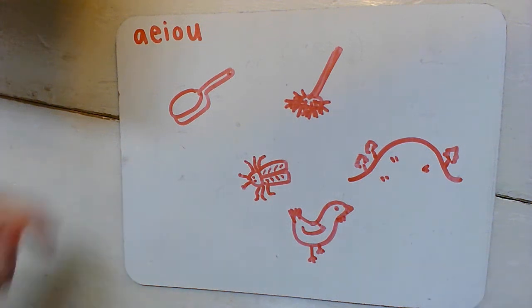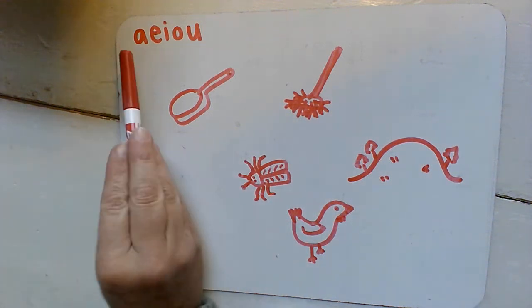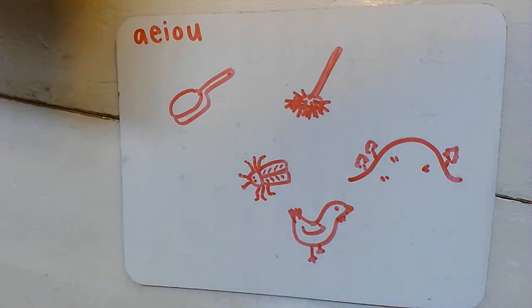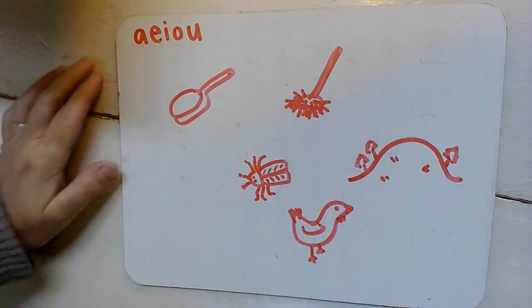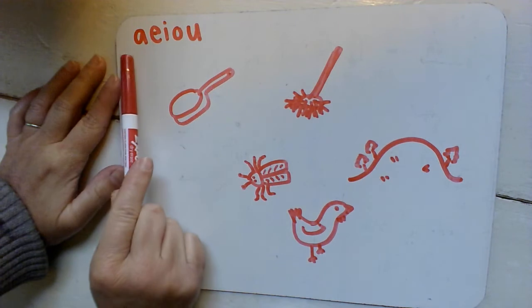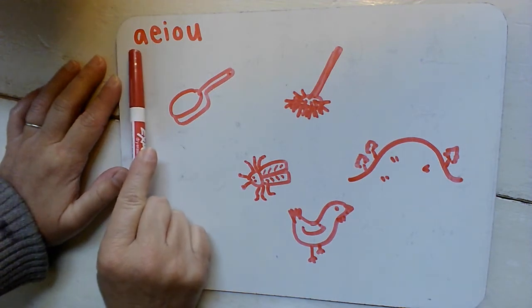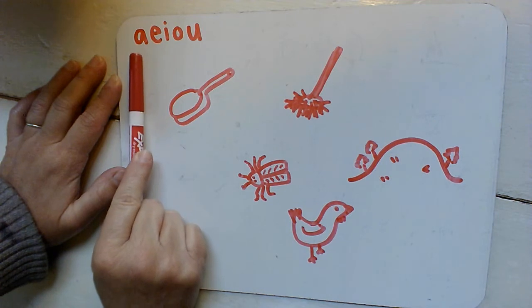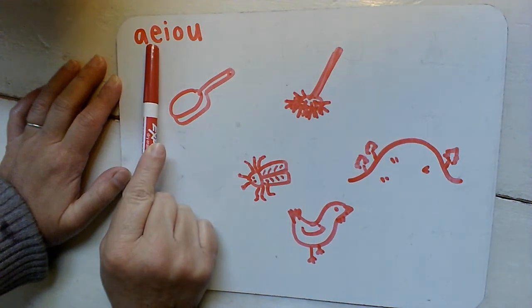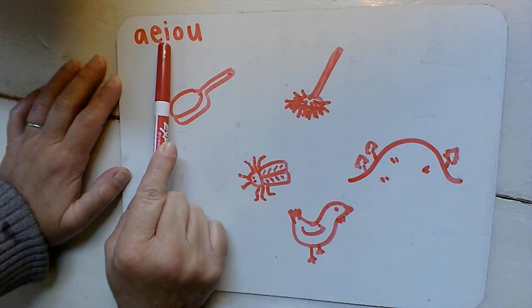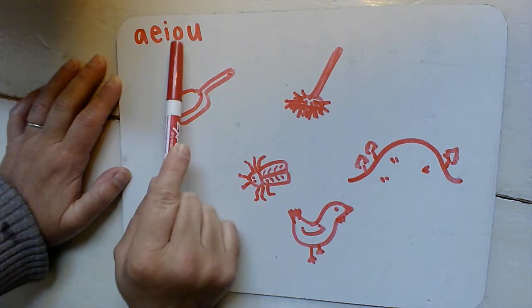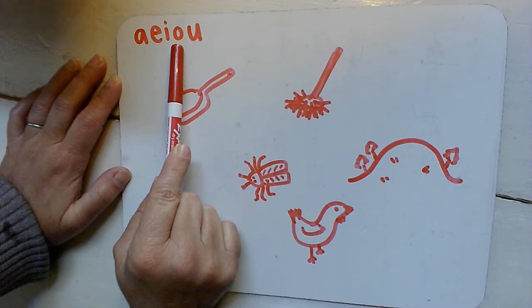Hi! Today we're practicing a little bit more with the baby vowels. So let's first look at each of these vowels and remember the sound that they make. So how about A? Ah. How about E? I. O. U.